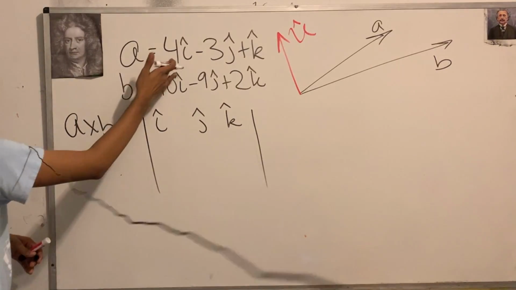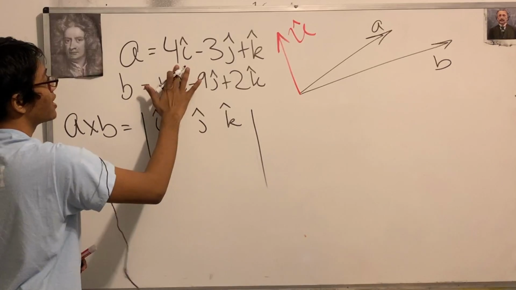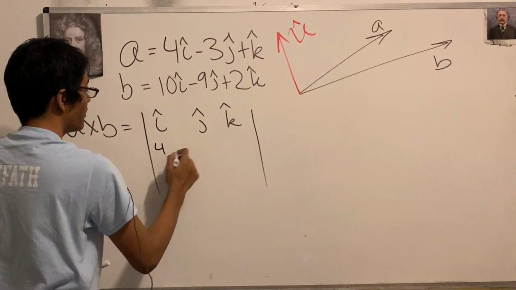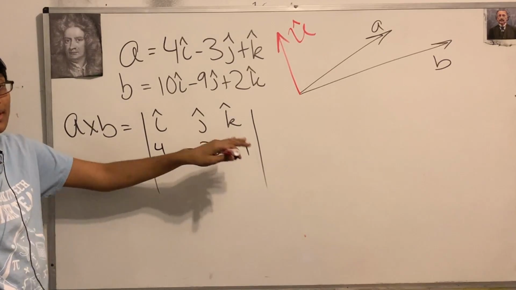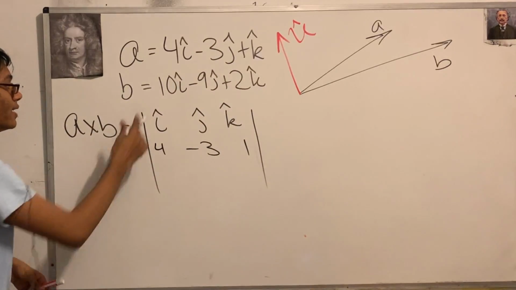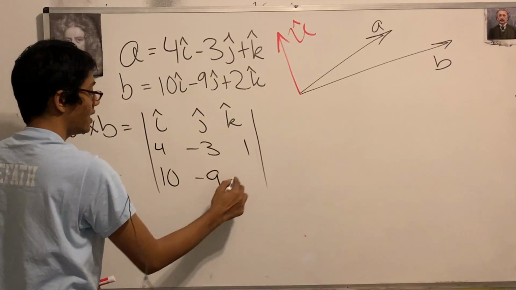Second row is going to be the components in the x, y, and z direction of your first vector. So it's going to be 4, negative 3, and 1. That's going to be the components of vector A. Likewise, we're going to list the components of vector B: 10, negative 9, and 2.